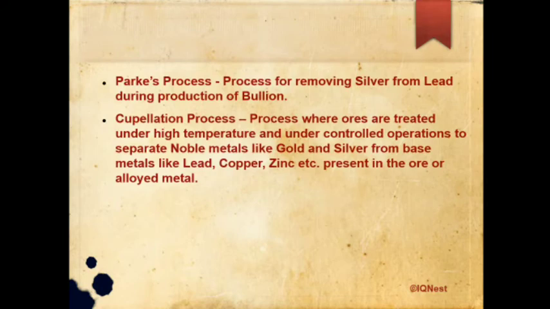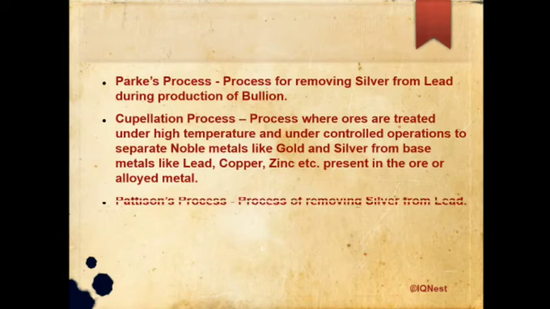Next is the cupellation process. So what is the cupellation process? This is the process where ores are treated under high temperature and controlled operation to separate noble metals like gold and silver from base metals like lead, copper, zinc, etc. present in the ore or alloyed metal. So that is the cupellation process. And what is the Pattinson process? This is the process of removing silver from lead.